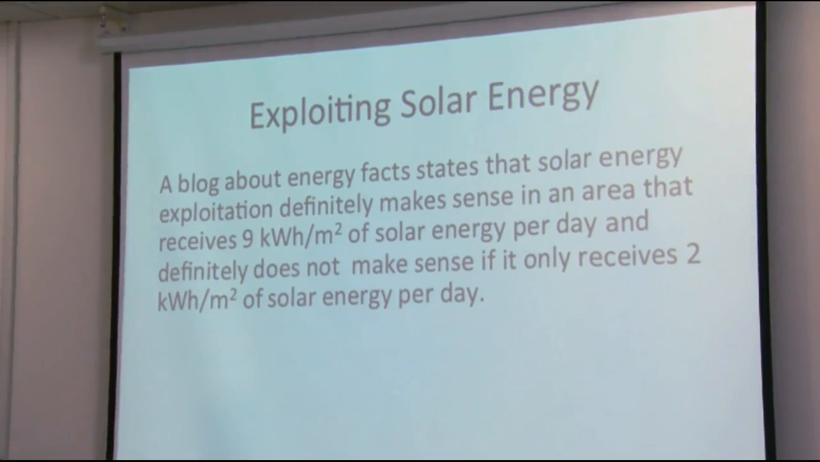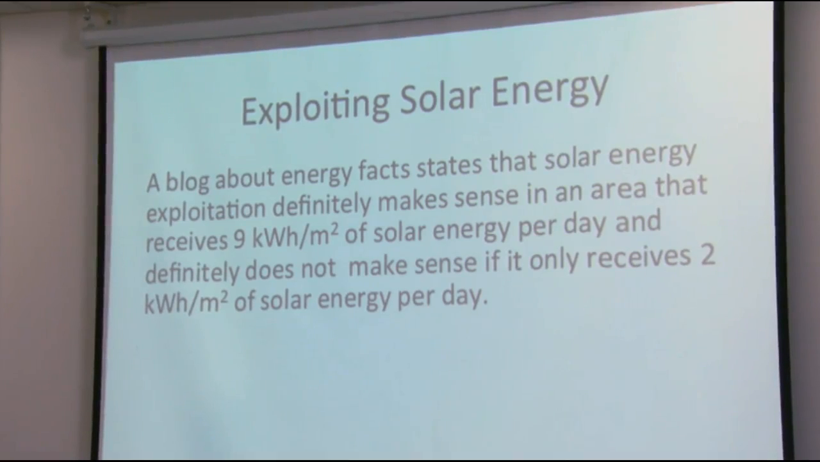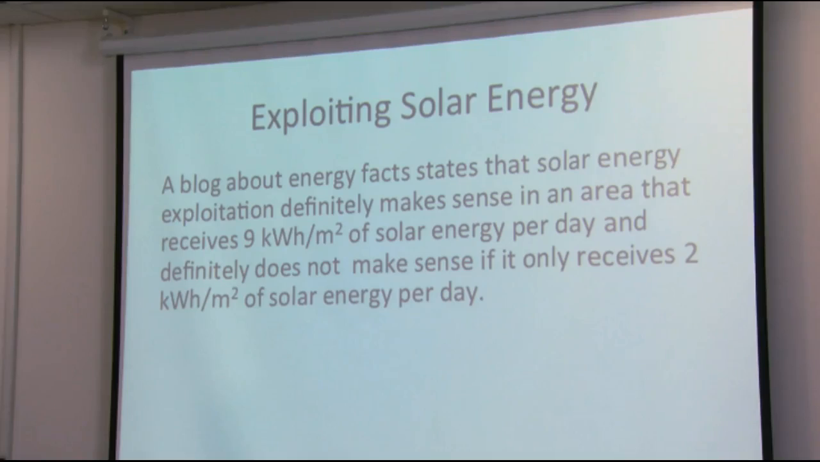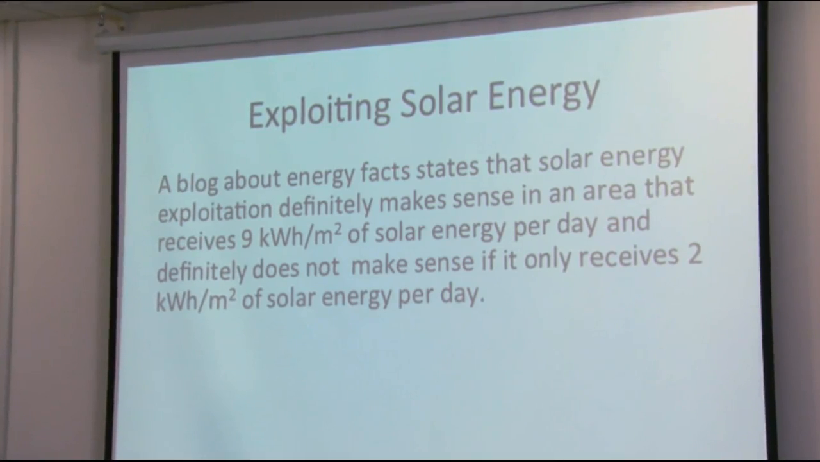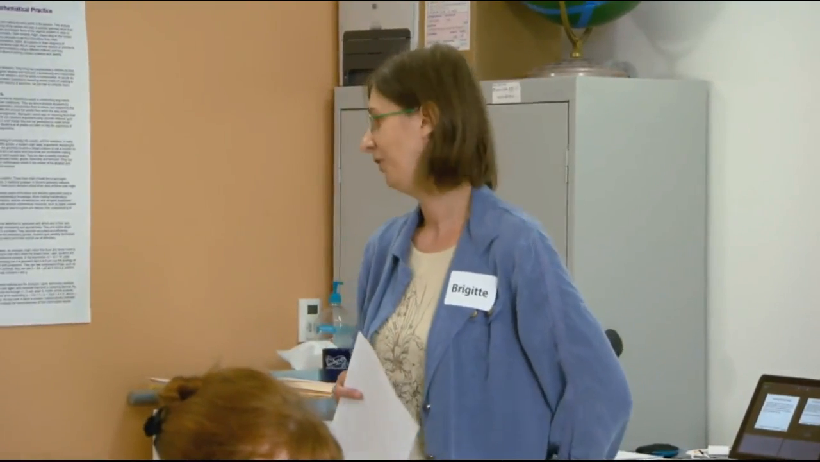And it's not so much a problem, it's just a statement from a blog that I came across. So it states that solar energy exploitation definitely makes sense in an area that receives 9 kilowatt hours per square meter of solar energy per day. And it definitely doesn't make sense if it only receives 2 kilowatt hours per square meter of solar energy per day. What math questions come up for you when you're reading this?